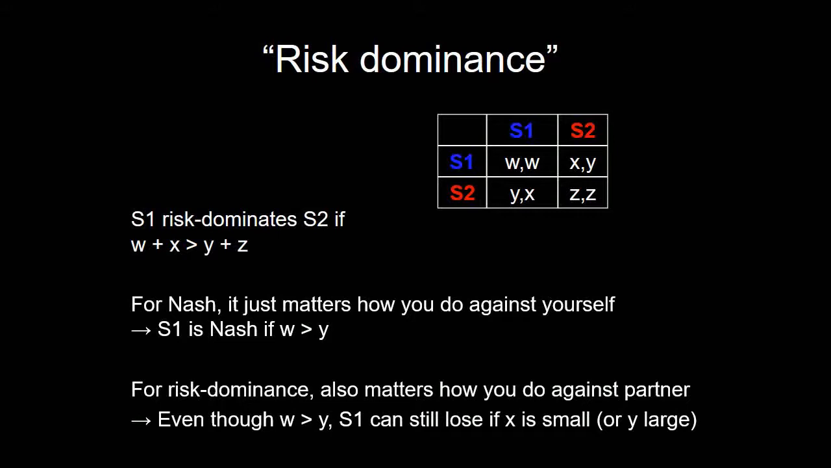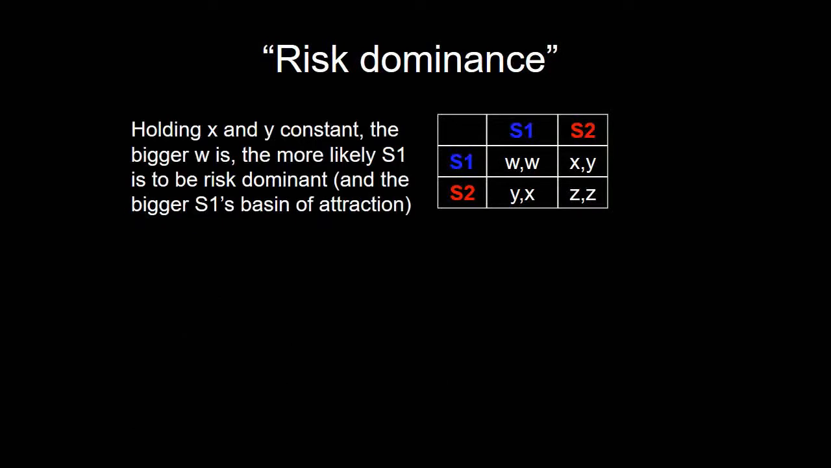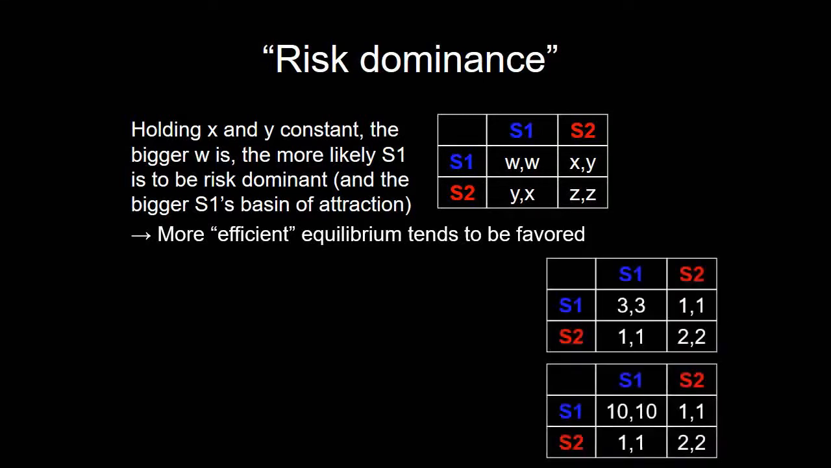One of the implications of that, which we saw demonstrated in the games that you played in class, is that if you hold X and Y constant, then the strategy with the bigger payoff against itself is going to do better. If you hold X and Y constant and W plus X has to be greater than Y plus Z for strategy 1 to be risk dominant, then if you increase W, that makes strategy 1 more likely to be selected. If you increase Z, that makes strategy 1 less likely to be selected. So all else being equal, selection will tend to favor the equilibrium that's more efficient, that is, that generates the higher payoff for both players. But it needn't be the case that that is necessarily going to happen.